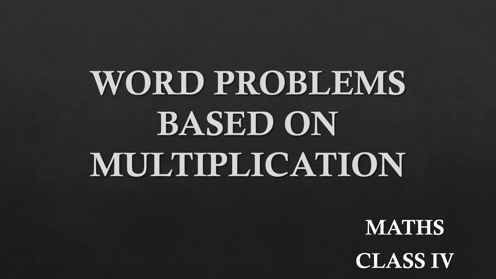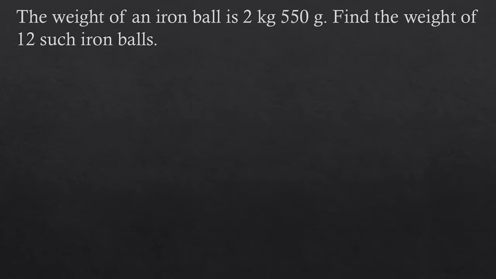Hello children, today we will do some more word problems based on multiplication. First question: the weight of an iron ball is 2 kg 550 gram. Find the weight of 12 such iron balls. So the weight of one ball is given to us. We have to find out the weight of 12 balls.